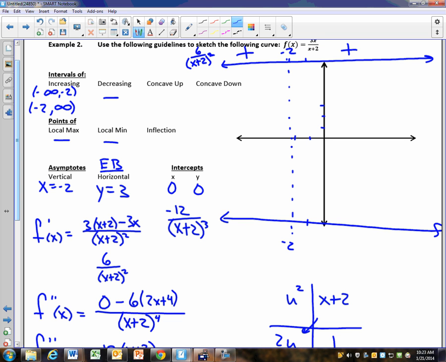What point would you like to plug in? Let's plug in negative 3. Negative 3 plus 2 is to the 3rd. Negative 12 divided by negative 1. So therefore it is positive, so it is concave up. So we are concave up from negative infinity to negative 2.